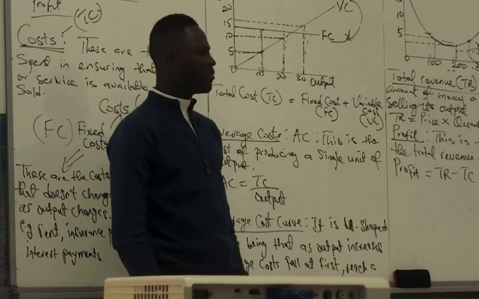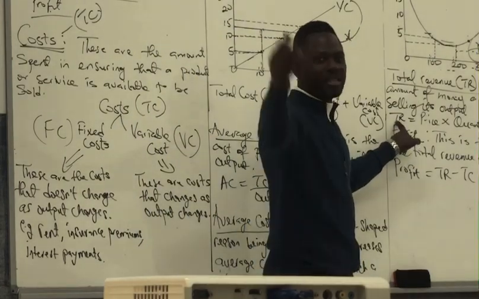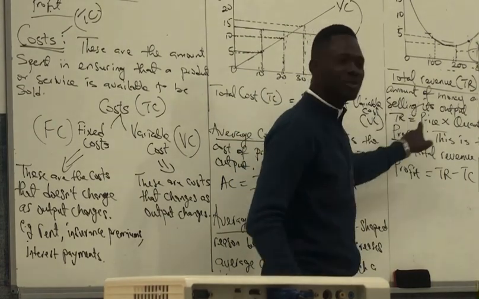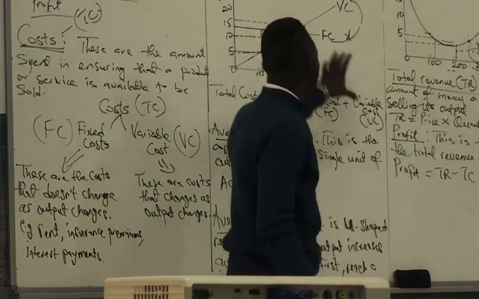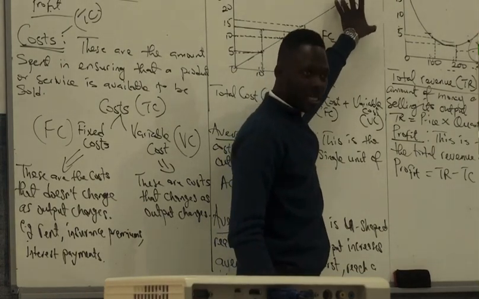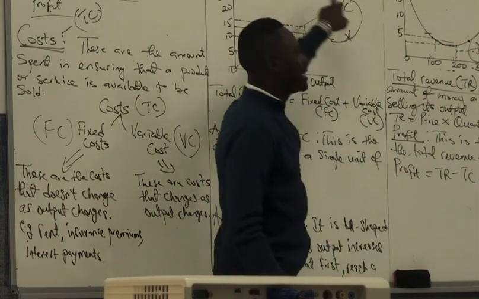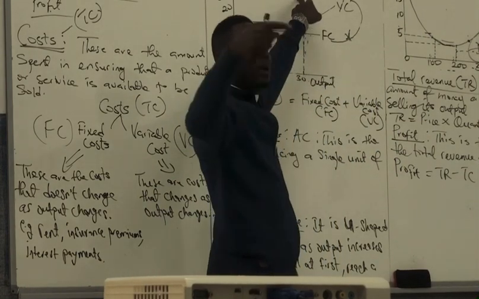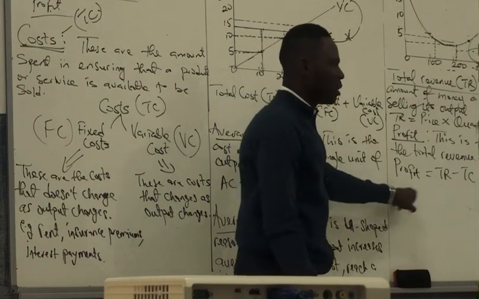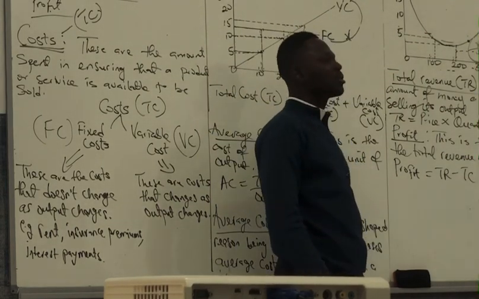Do you get what your profit is here? This is the amount you sold, right? And this is the amount you pay to ensure that the product is available to be sold. So the difference between the amount you sell and the amount you spend on the cost of making it available to be sold is what we call profit. That's why profit is total revenue minus total cost.